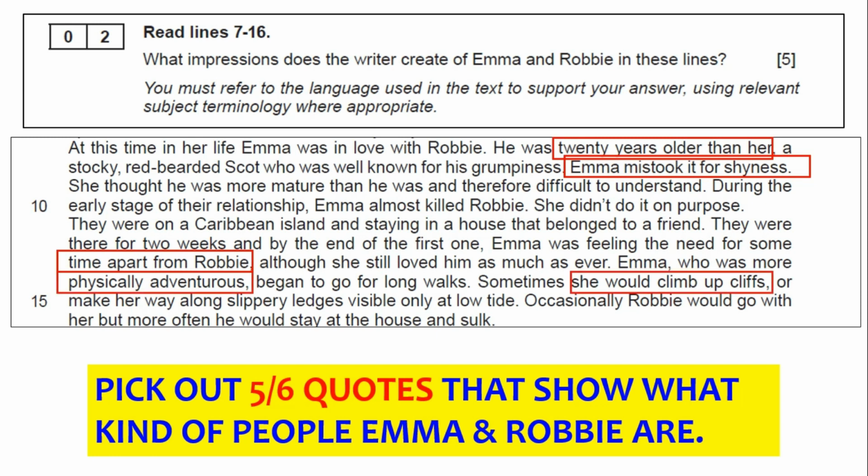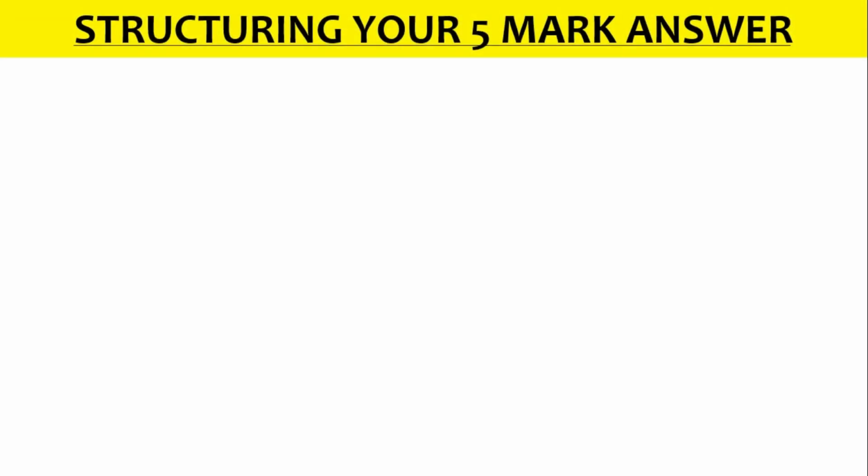She's physically adventurous. She would climb up cliffs. And then for Robbie, we could have, "he's well known for his grumpiness." "He would stare at the house and sulk." So we're going to look at those quotes and say, what does that tell us about the characters?